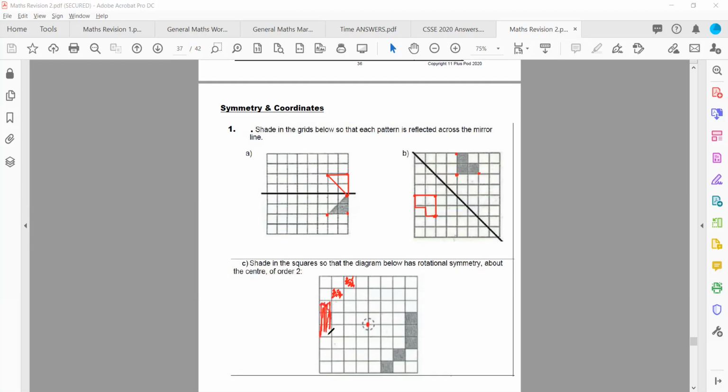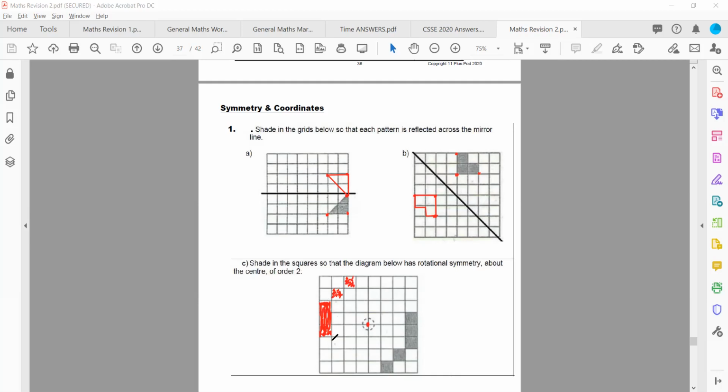Okay, and if it helps you, you could get some tracing paper or some very thin paper that you can see through, and you can trace the shape and stick a pin in the center of that circle and swivel it round, and you'll see how this will land on here, this will land on here, and this will land over here.